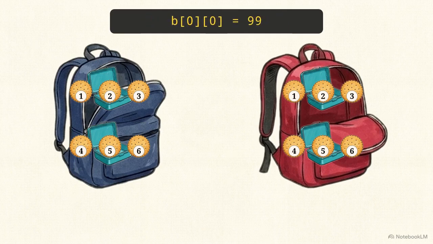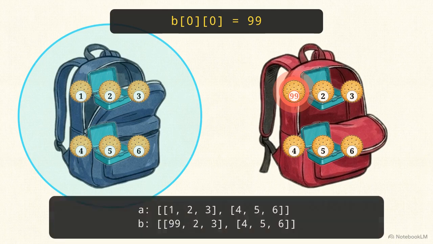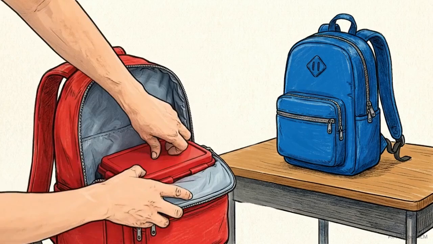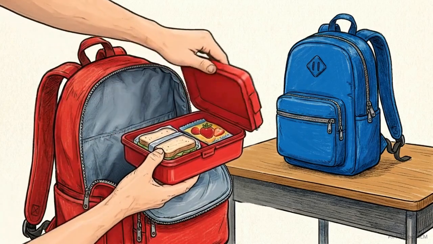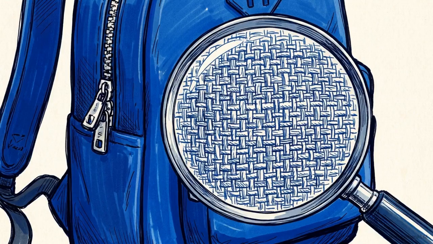Now, let's run that exact same modification. We type b[0][0] equals 99 to change the first snack inside the new red backpack. This time, the blue backpack is totally isolated. Its lunchbox still safely holds the original number 1. Our printed results confirm we have two distinct lists. By cloning every layer of your data, a deep copy ensures you can safely change your new list without leaving a single trace on the source material.